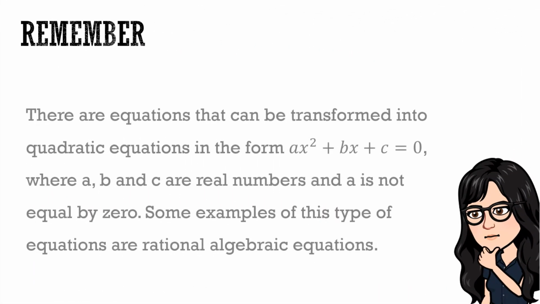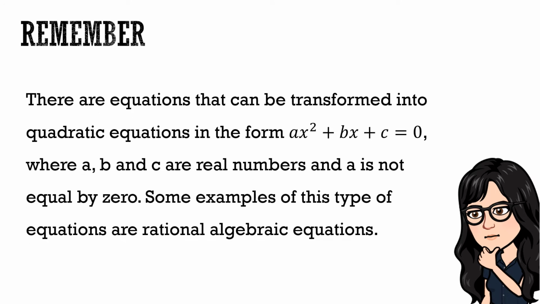Remember, there are equations that can be transformed into quadratic equations in the form ax squared plus bx plus c equals 0, where a, b, and c are real numbers and a is not equal to 0. Some examples of this type of equations are rational algebraic equations.